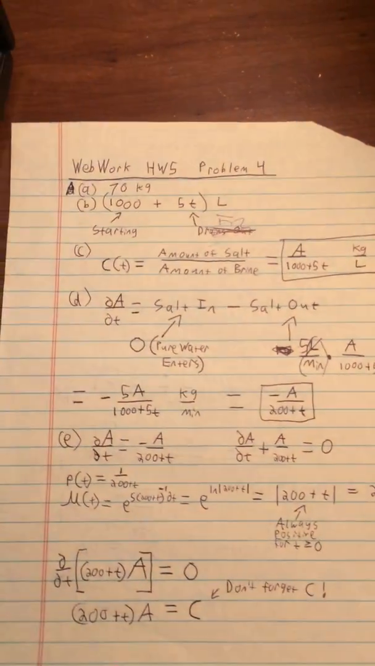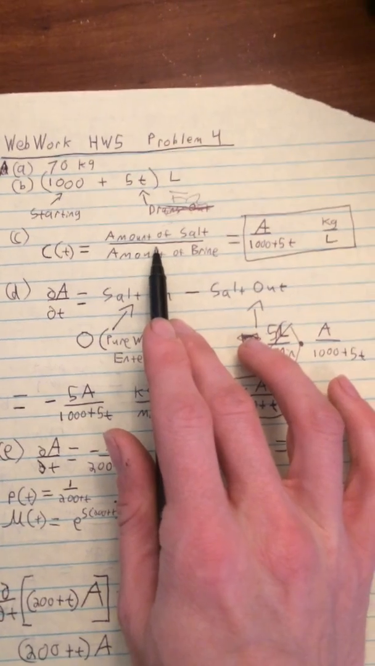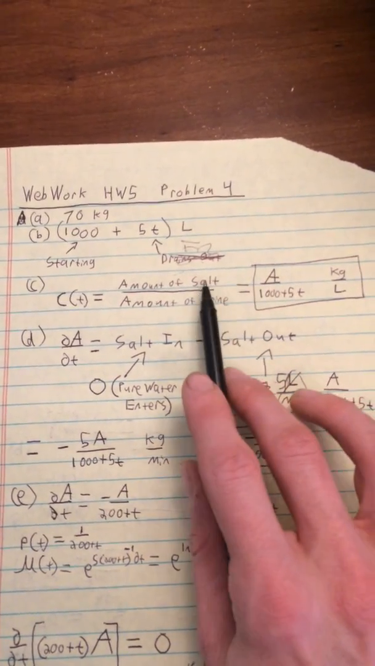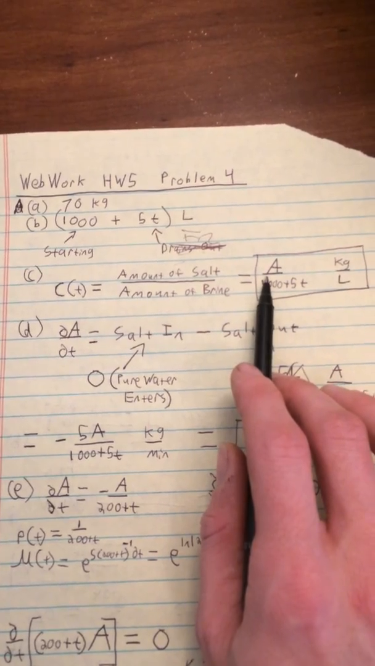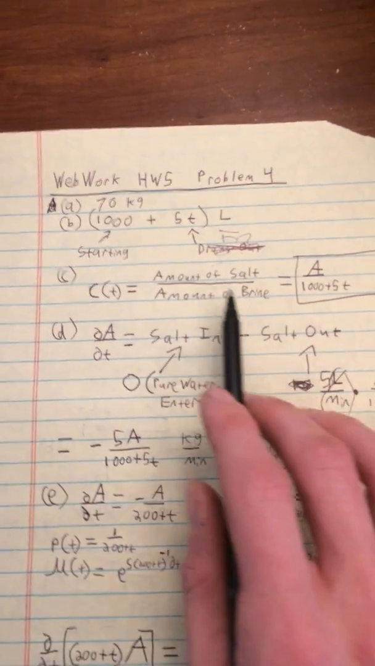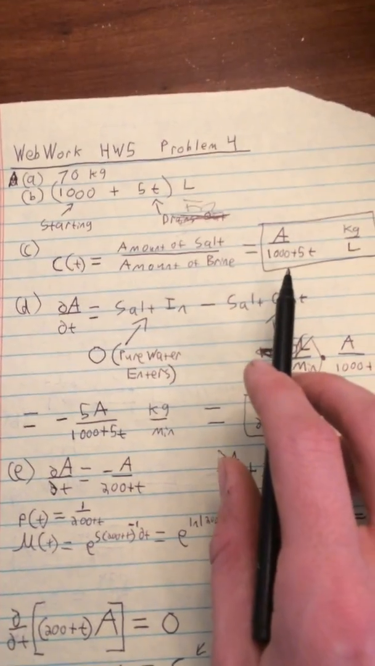Alright, so now the third part, part C. Let A represent the number of kilograms of salt in the tank at time t. Enter an expression for the concentration of salt in the tank at time t minutes after this process starts. Okay, so the concentration is really just the amount of salt divided by the amount of brine. We already know they said to consider the amount of salt to just be A. So for the amount of salt, you just enter A, and the amount of brine we've already calculated. At time t, it's 1,000 plus 5t. So we've got A over 1,000 plus 5t.